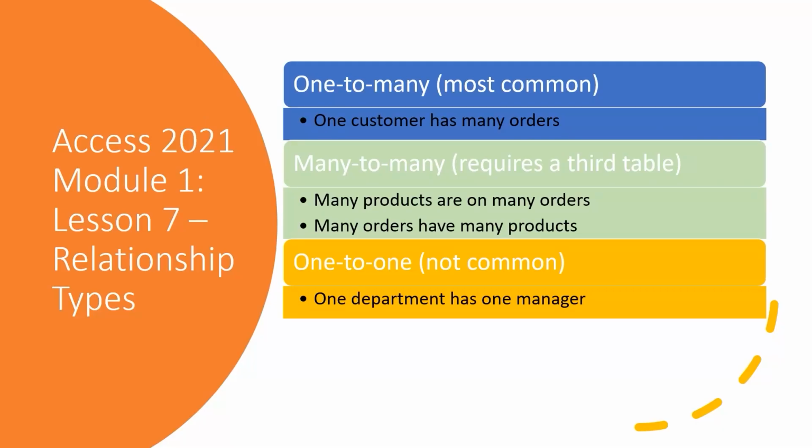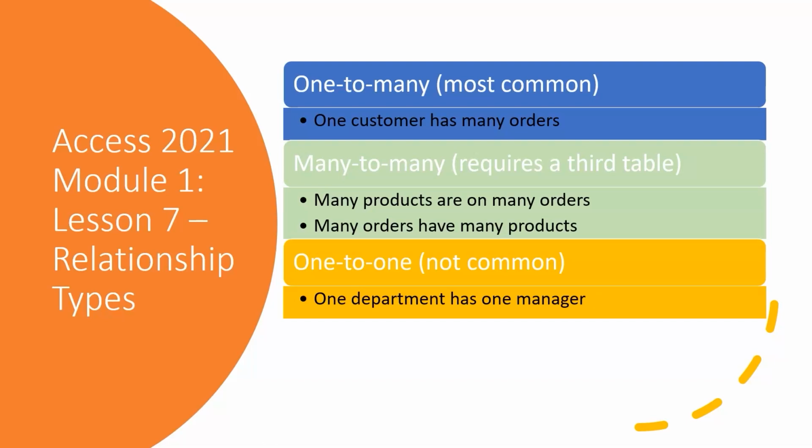So we talked about the one-to-many relationship earlier when we toured Northwind. That is the most common relationship type. An example would be one customer has many orders. So the one side of the relationship would be on the customer table, and the many side would be on the orders table.